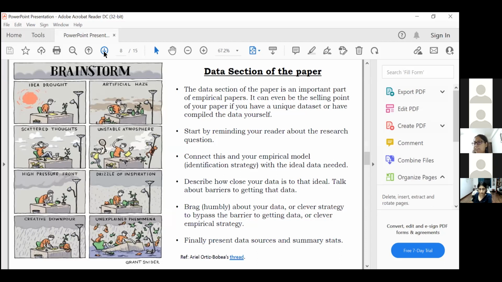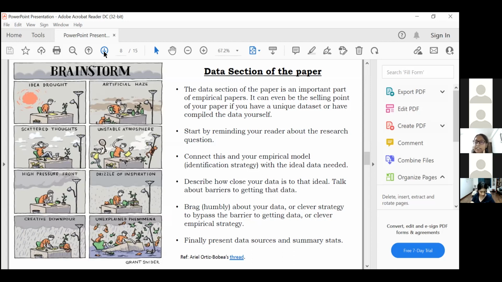If you have the perfect data set, great, good luck, go ahead and get started. If you don't have the perfect data set, talk about what the barriers are to getting to that data set. So maybe it's an administrative data set that only one company has and they don't give access to you. Or it could be a kind of data set that isn't collected in the world, and so you have to find some other way to get at it. If it's a cool data set, if it's unique, if it's new, brag about your data set a little. Trust me, it will help sell your paper, okay? Or some clever strategy that you have come up with, which bypasses the barrier to getting the data.